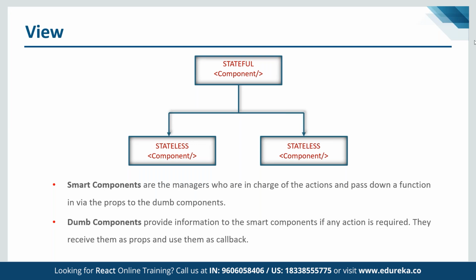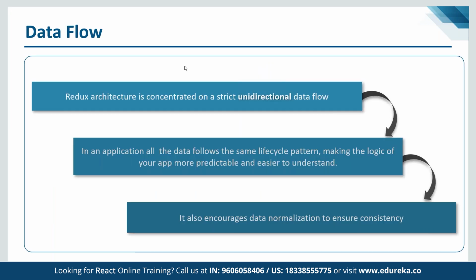And to see the entire flow of the application, we can also refer to a diagram. So basically, the entire Redux architecture is built on a strict unidirectional data flow, as we had discussed. And in an application, all the data follows the same lifecycle pattern, making the logic of your application more predictable and easier to understand. It also encourages data normalization to ensure consistency.